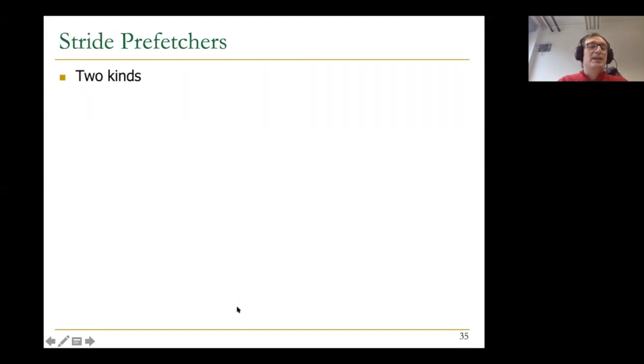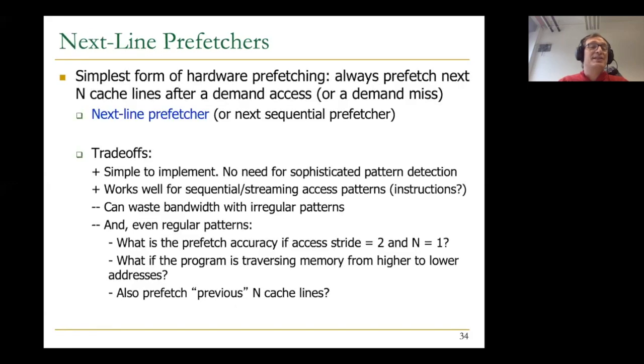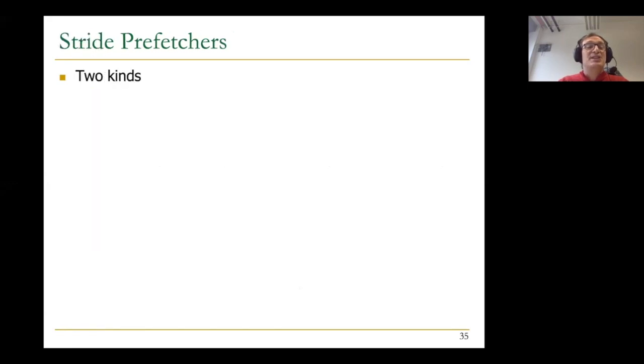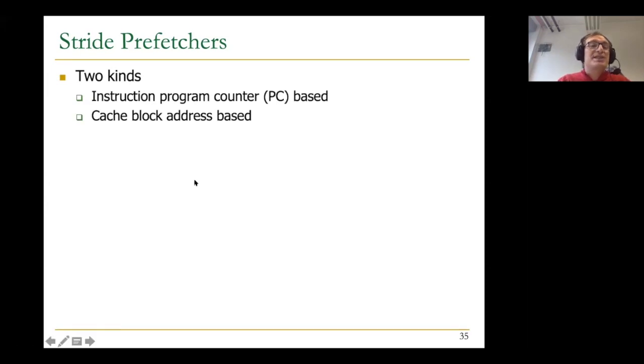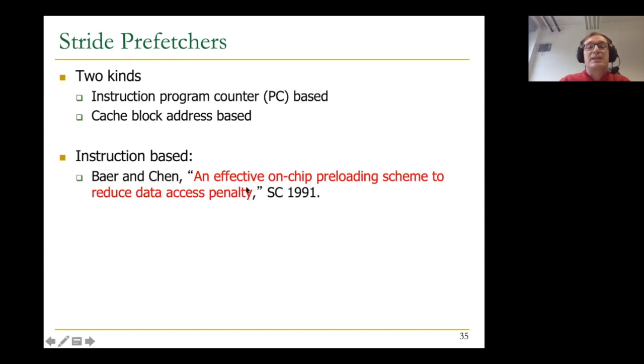Okay, so people developed stride prefetchers after this, and stride prefetchers essentially are two kinds. These try to detect the difference between the current access and the prior access and determine a stride that the processor is going through. So there are two kinds, as I said. One is instruction based, program counter based, PC based, and the other is cache block address based. And we will discuss the differences between them. But this is the first paper that I know of that introduced the instruction based stride prefetcher.